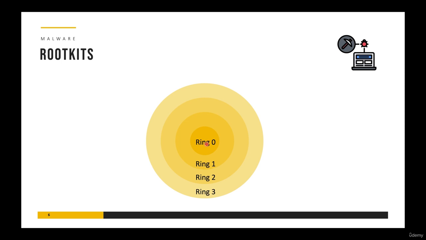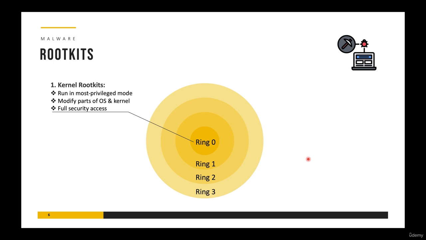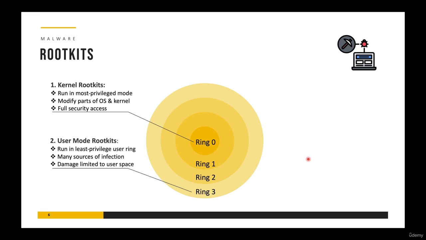Now we have different types of rootkits which could be located in ring 0, and these types of rootkits are called kernel rootkits. They run in the most privileged mode and they can modify parts of the operating system and even the kernel itself. So basically they have full security access and they're the most dangerous types of rootkits. Or rootkits could also reside in the user ring. So these are called user mode rootkits. They run in the least privileged user ring and they have multiple sources to launch infections. However, generally speaking, their damage potential is quite limited compared to kernel rootkits because they're running in ring 3, which already has least privileges.